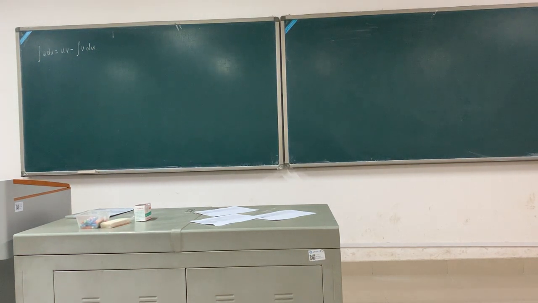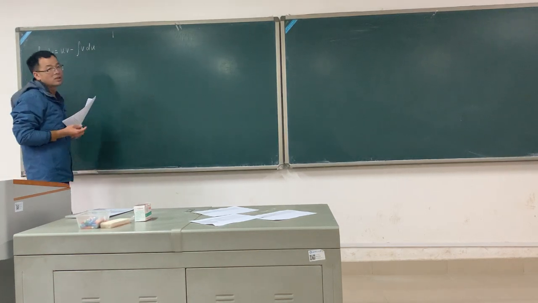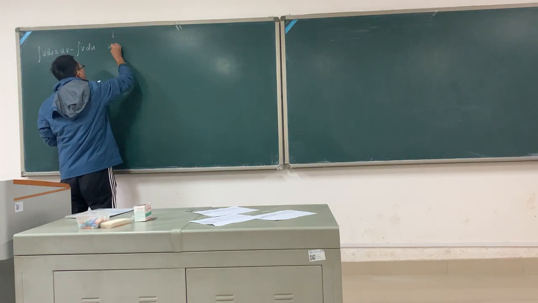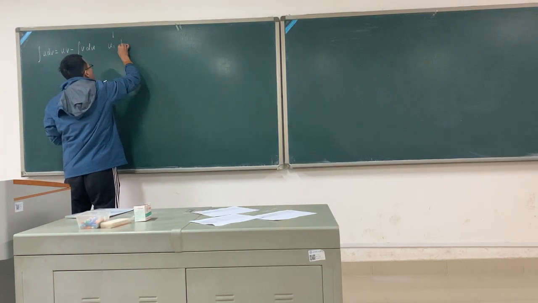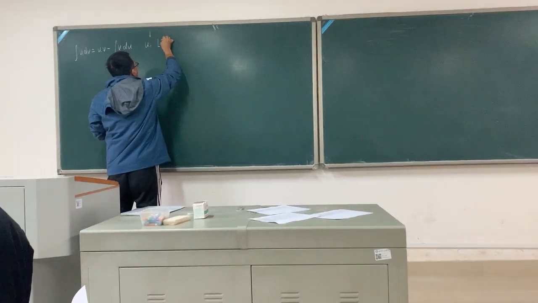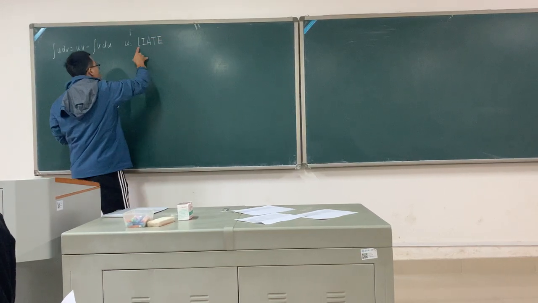When we use integration by parts, we need to choose u and v. To choose u, we have an experience rule: use LIATE.